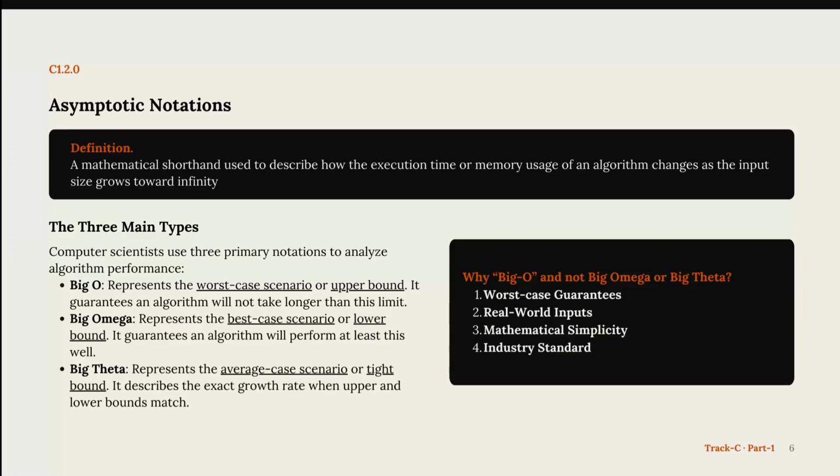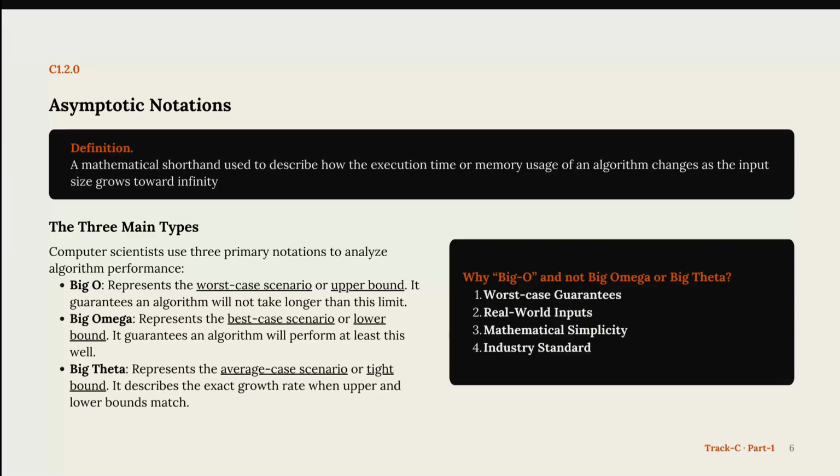Mathematical simplicity. Big theta requires proving both the upper bound and lower bound. Big O is much easier to calculate mathematically because you only need to prove the upper limit. You don't have to calculate the mid or the lower bound. Finally, the industry standard. Because tech companies care most about system failures, engineering cultures and interview loops default to Big O. It creates a shared high stakes language for performance across teams.